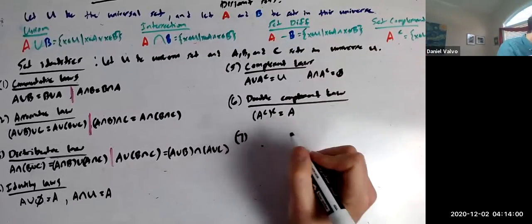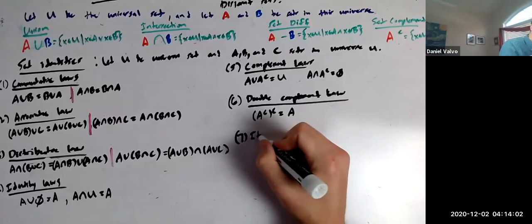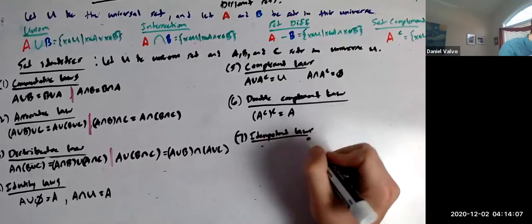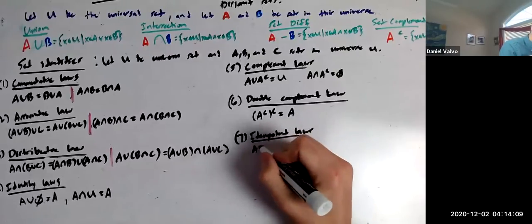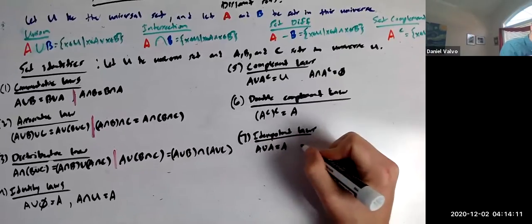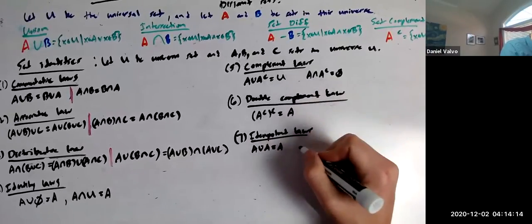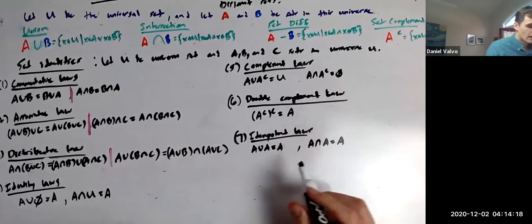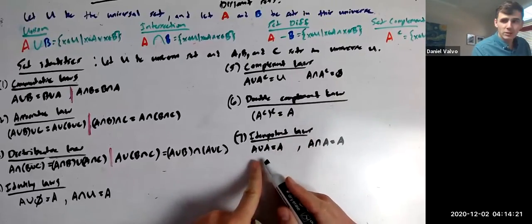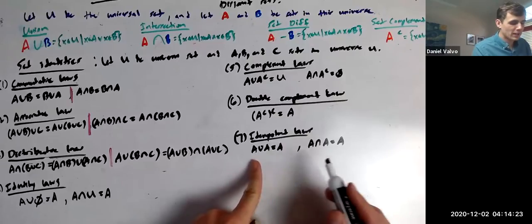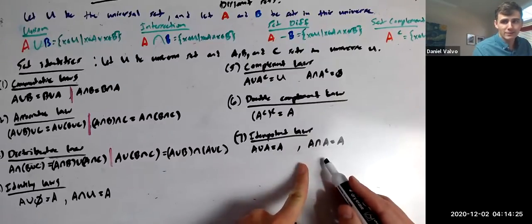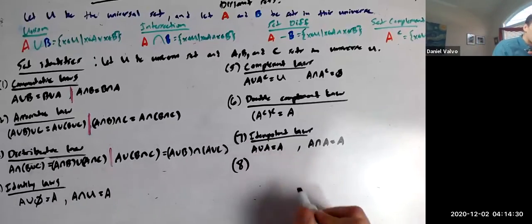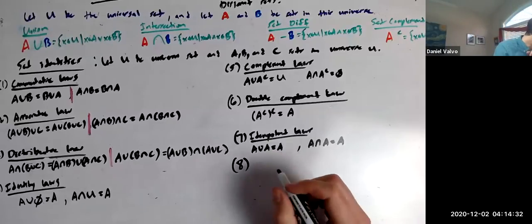Number 7, we have idempotent laws. And these say that A union A just equals A. And we also have that A intersect A just equals A. Obvious, right? If you're adding A to itself, you don't gain anything. If you're taking the shared elements of A and A, that's just all of A, right? Should be called the obvious laws.